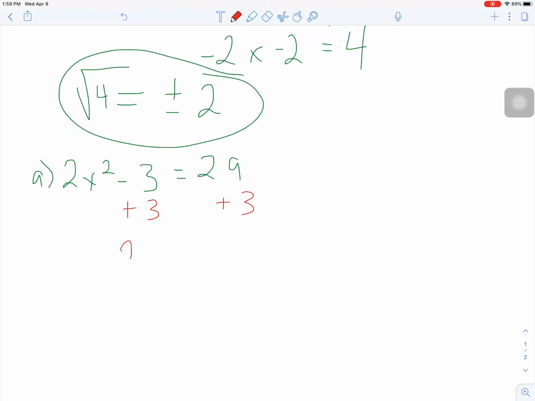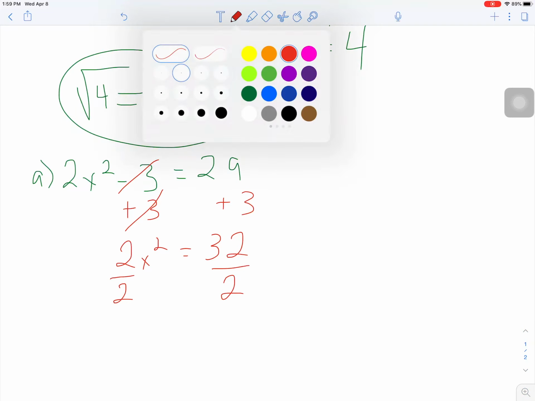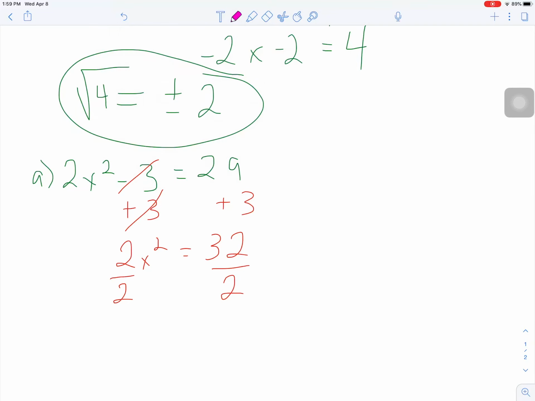First, we're going to add 3 on both sides. So we wind up getting 2x squared equals 32, because we've added 3 and these cancel each other out. The next thing that we can do is divide both sides by 2. And that makes sense as well. So we wind up getting x squared equals 16.